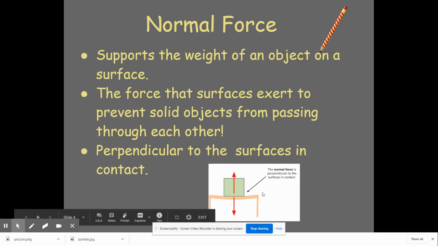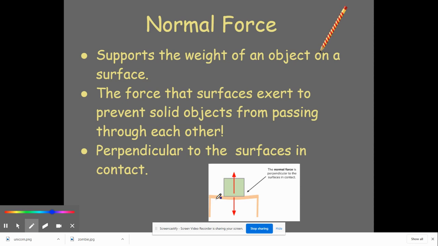Now, here's why it's called normal, right? It's all weird. Because it's perpendicular to the surfaces in contact. All right, don't stress out. Here's the surfaces in contact. I'm not good with my little pen. So pretend that's a straight line. There's my table, right? There's the box and the table. They're touching right there. And the word perpendicular just means that it's making a 90-degree angle with these surfaces right here. And that's why it's called the normal force, okay?